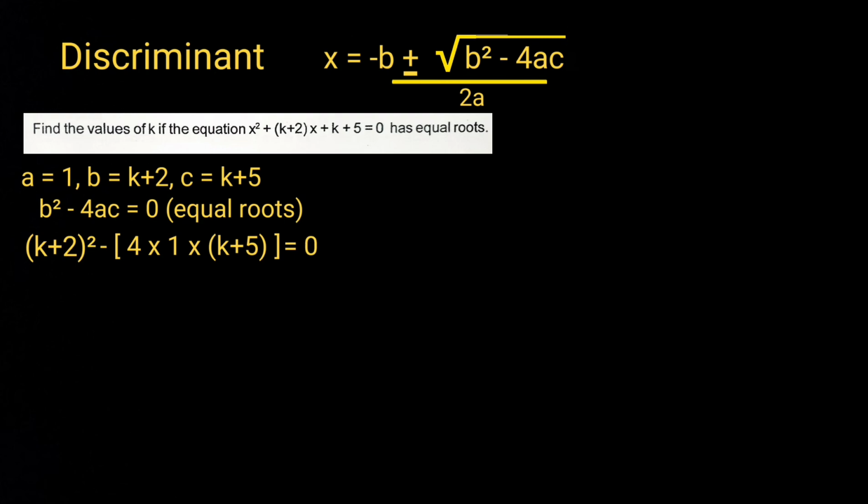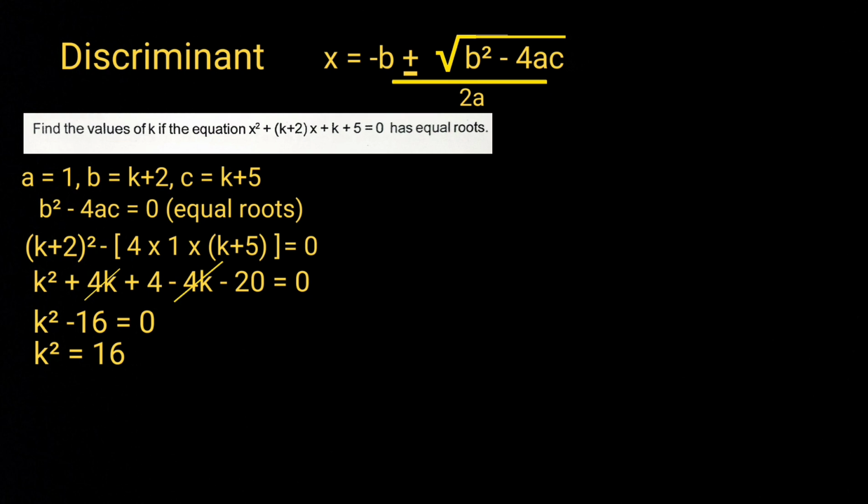K plus 2 the whole squared would give us k squared plus 4k plus 4, and k plus 5 times 4 would give us minus 4k minus 20. The 4k's cancel each other out. 4 minus 20 is minus 16, and we would get k squared minus 16 equals 0. We'll add 16 to both sides, so we would end up with k squared equals 16, and therefore we'll get the two values of k, which is plus or minus 4. And there we have it.